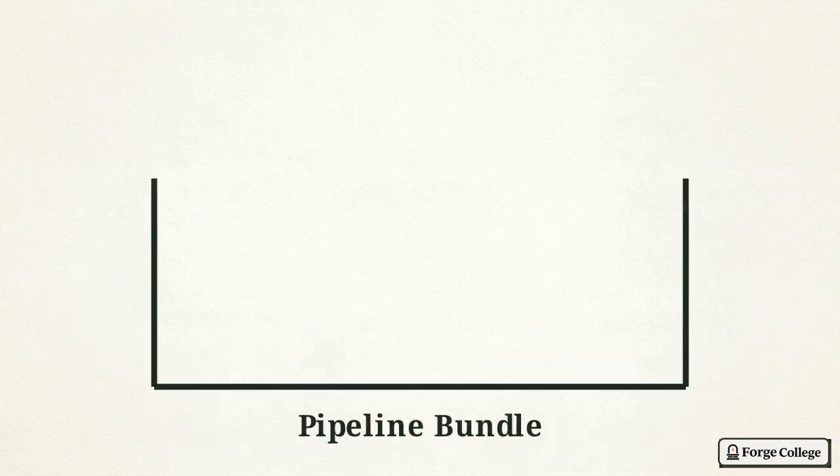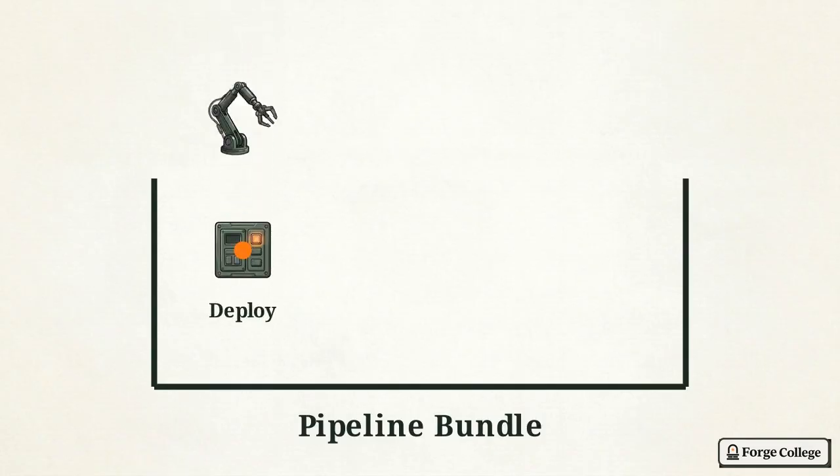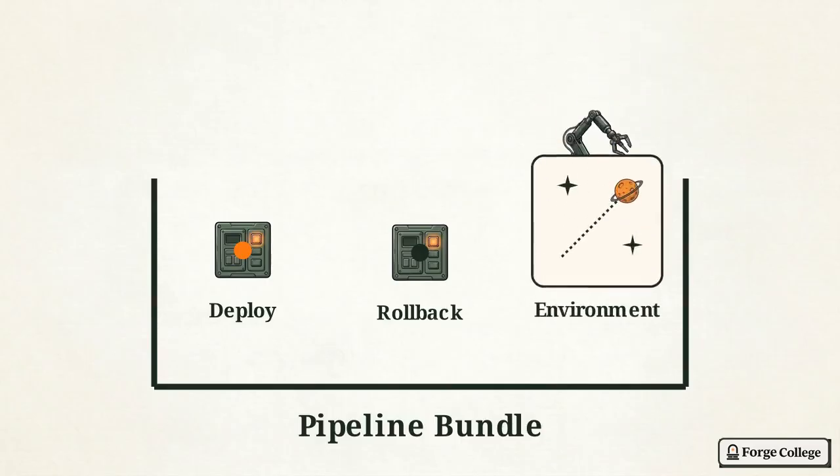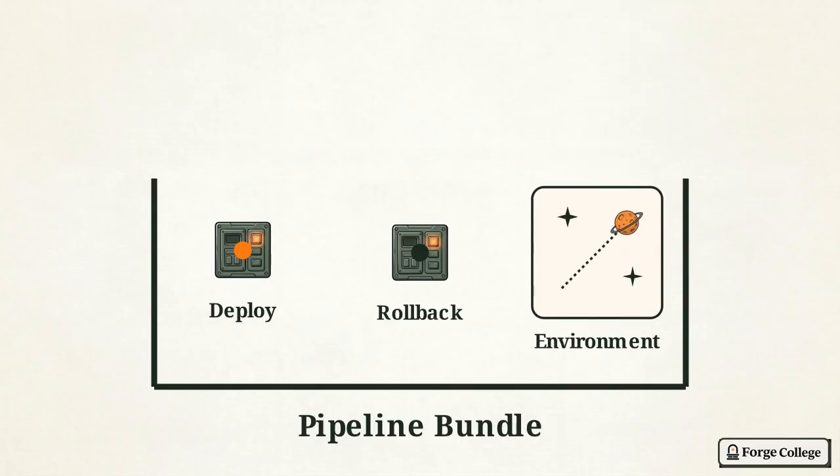A CI system needs a perfectly organized box of instructions, the pipeline bundle. First, the orchestrators, an orange deploy script to trigger the launch, and a rollback script to abort. Next, environment files, a star map dictating coordinates for a staging simulator or mainnet.